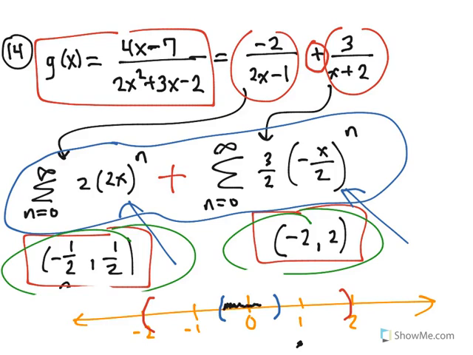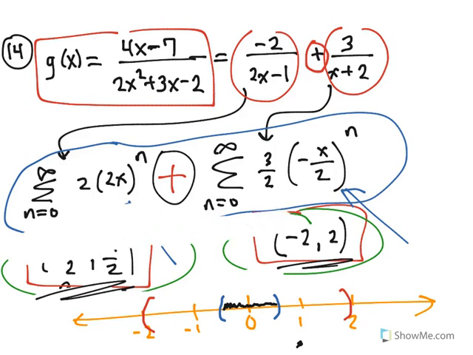That would be over here. So the interval of convergence for the sum of our two power series is the intersection of these two intervals, or from negative 1/2 to positive 1/2. We've established that, but now we still have to go ahead and add these two power series together. So how do we do that?